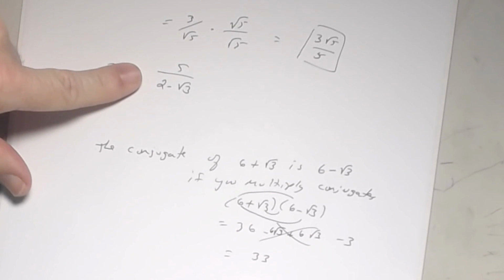Okay? So whenever you have a binomial, and you're going to have one in your final, whenever you have a binomial and one of the terms is a square root, you're going to rationalize it by multiplying it by its what? Conjugate. Not conjugal, conjugate. Conjugate.